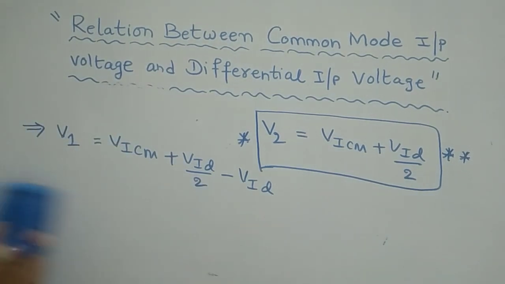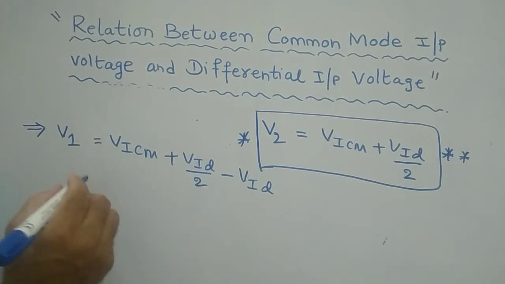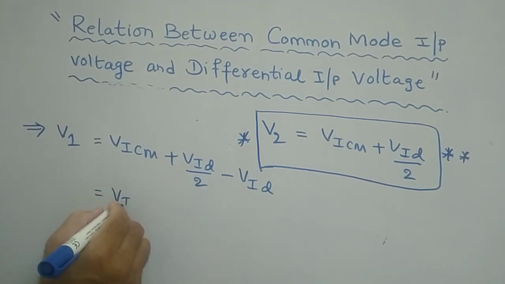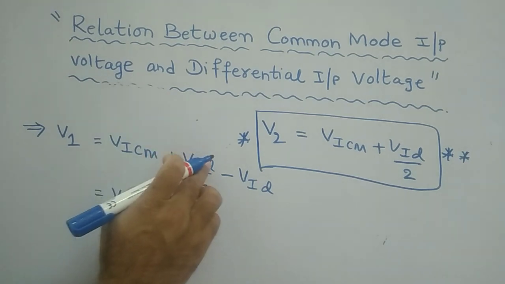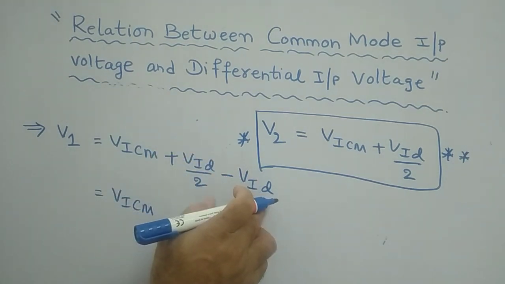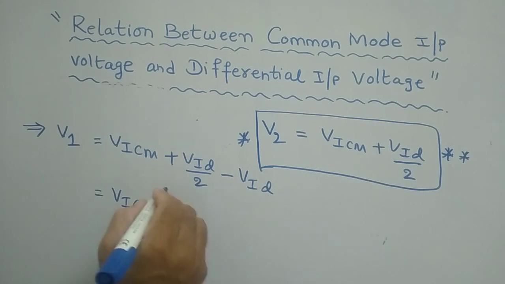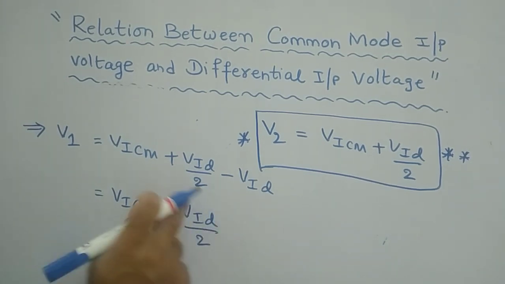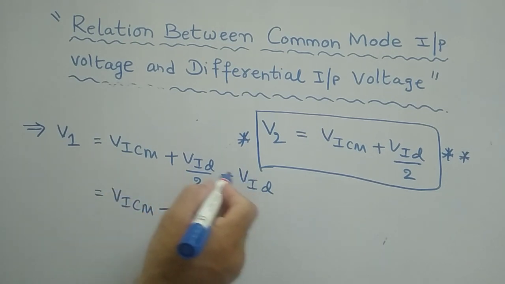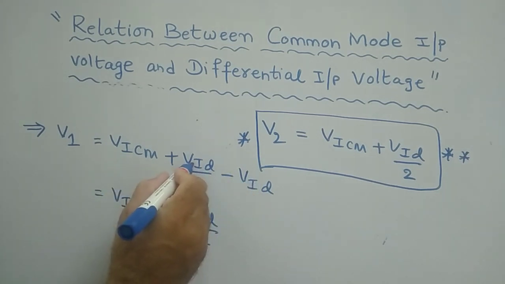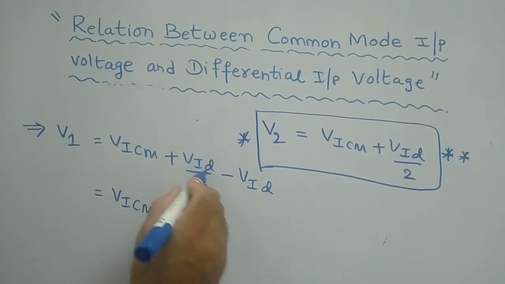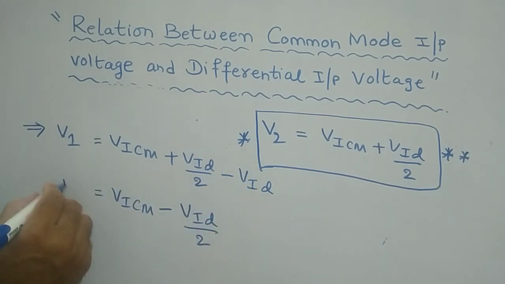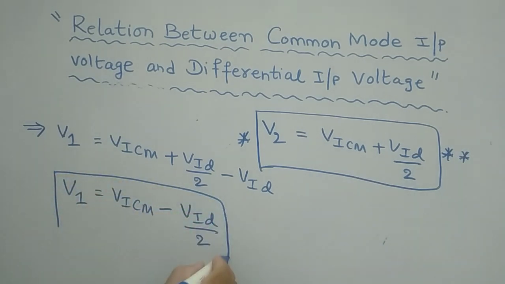If you do that, you will get this expression. From this, what will you write? This is nothing but VICM, so it is VID by 2 minus VID. What will you get? 2 times means obviously we will get a minus sign here. It is VID by 2, because it is 2 times VID, means VID minus 2 VID by 2. So it is minus VID by 2. This is your V1. This is the expression for V1. These two relationships are very, very important.